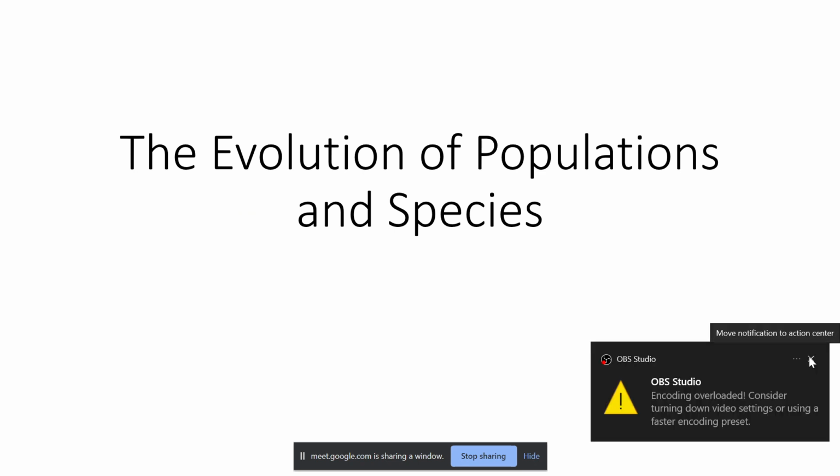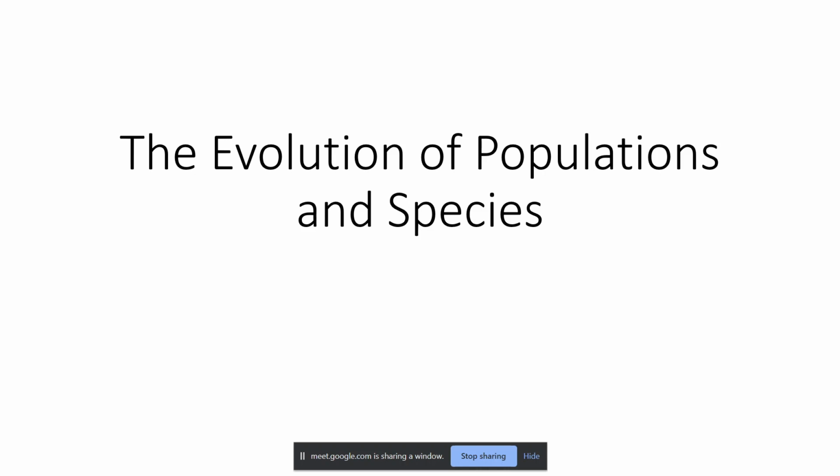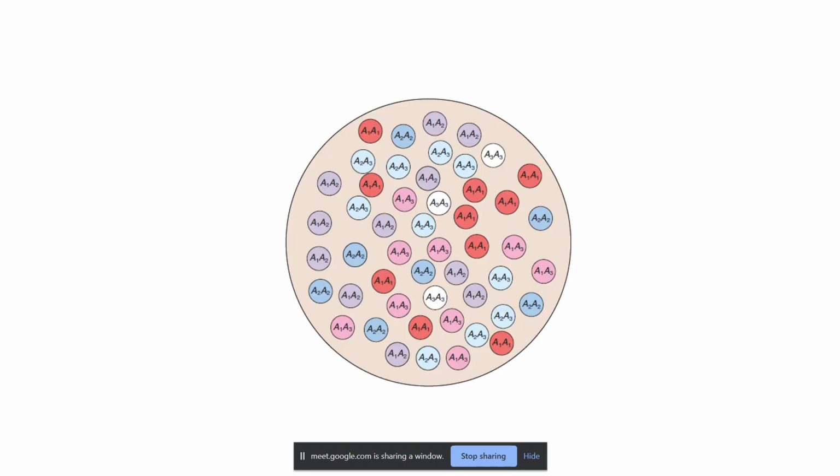So the main feature of the evolution is the ability to make a variation in a population, a genetic variation in a population. So if we take a pool of the flowers, for example, in this circle, this large circle is a population of the flowers. The small circle is an individual flower.